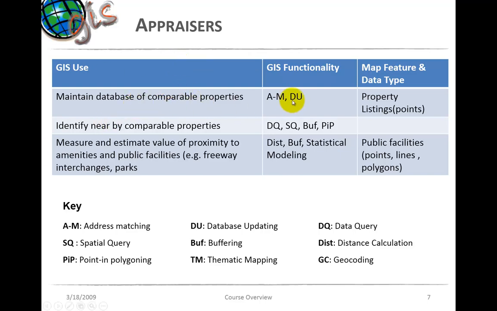Maintaining databases can be done by address matching and database updating constantly, and identifying comparable properties we can do by data query or spatial query. What is near can be answered with select by location or select by attributes. Then you can create buffers around these comps to identify the features around them. Estimating proximity to amenities can be done by calculating distances, creating buffers, and some statistical modeling. So this is pretty simple.